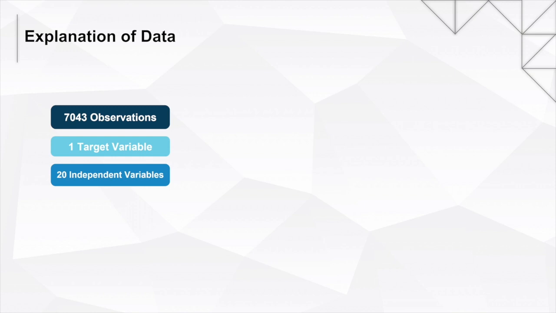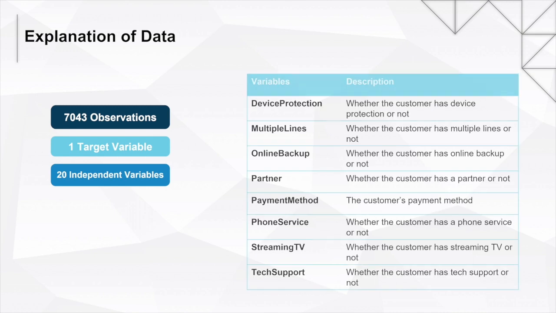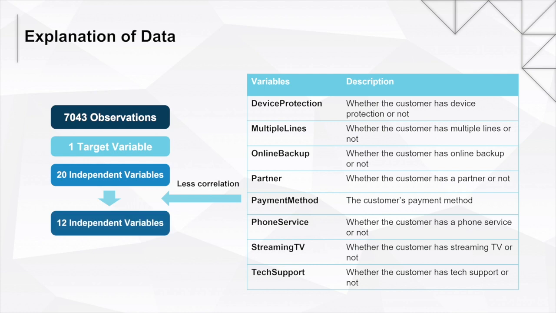However, after modeling all variables using three models, there are 8 variables, including device protection, multiple lines, online backup, partner, payment method, full service, streaming TV, and tech support, that contribute very little to the results. The final model will delete these variables. Deleting these variables has very little impact on the final results. So the final model contains 12 independent variables and one target variable.